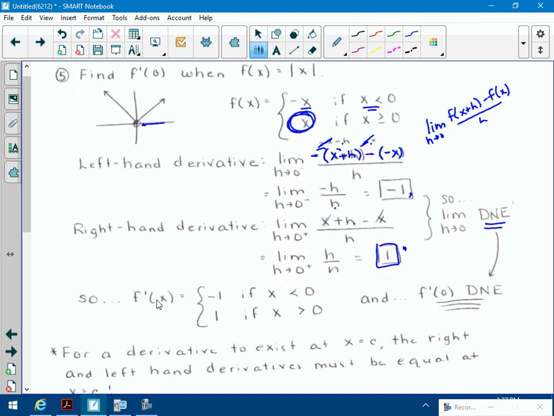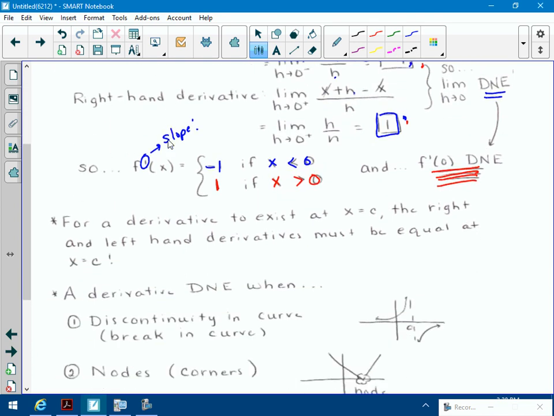So any x value to the left of 0, the slope is negative 1. And that should make sense if you look at the graph. Remember, anytime you hear derivative, derivative means slope, right? So the slope of any point on this side is part of this line, which is negative 1. So the slope is negative 1 if x is less than 0. But the slope of any part of this line is positive 1. So the slope is positive 1 if x is greater than 0. At 0 is the problem. And since the left-hand limit at 0 doesn't equal the right-hand limit at 0, we say the slope at 0, f prime of 0, does not exist.